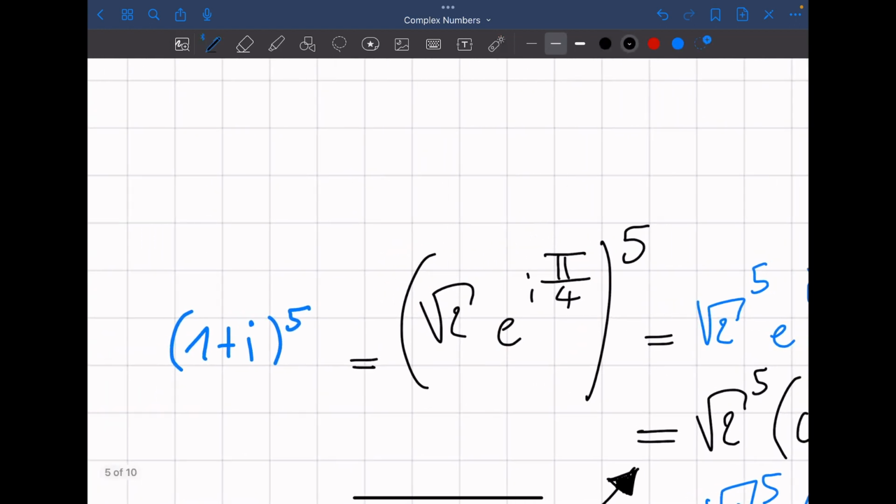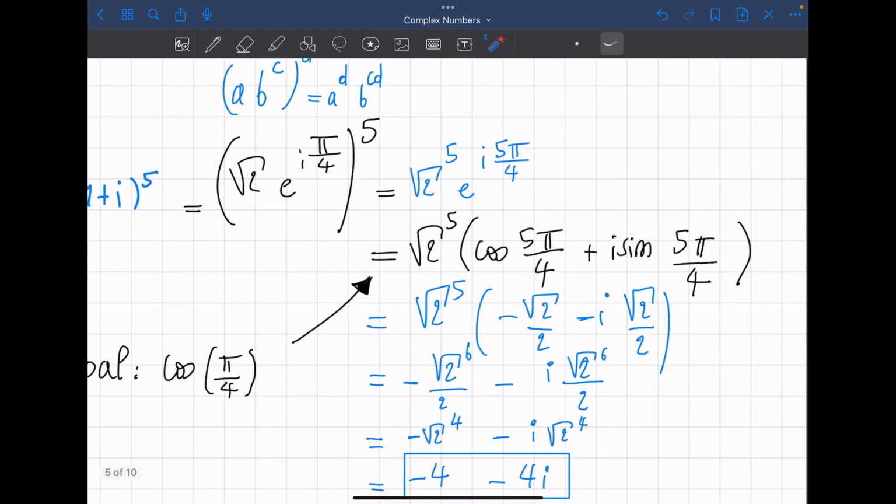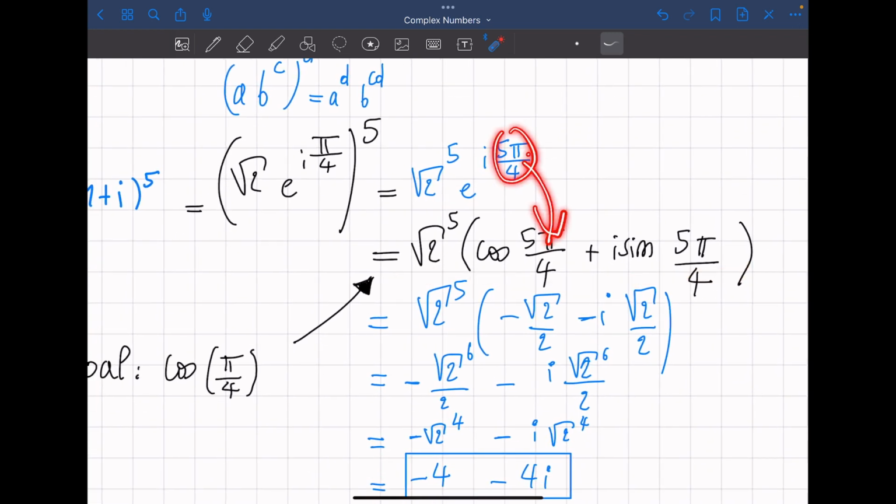For example, when you have a power of b to the power of c, to the power of d, then it's the same thing because it's a times a times a, d times. So it's a to the power of d, and b to the power of this multiplied by c d. This is going to be to the power of 5 because this comes here, and this is going to be to the power of 5 times pi divided by 4. Okay, then I just put it in the polar form, just putting the angle here.